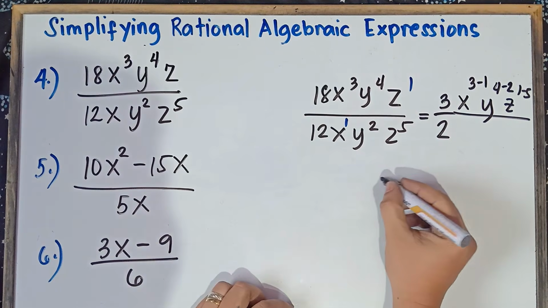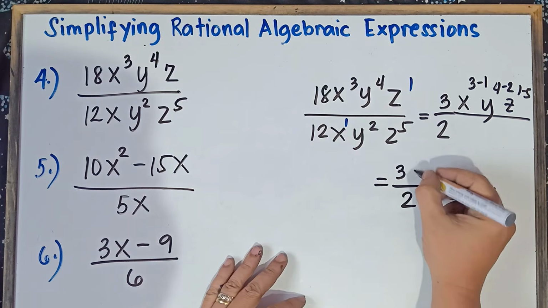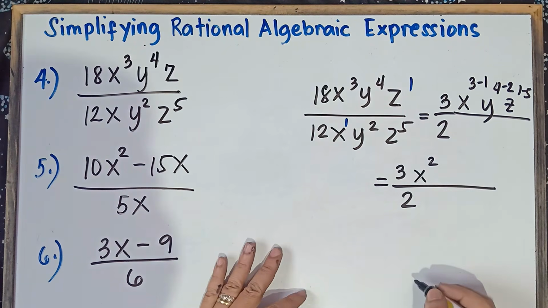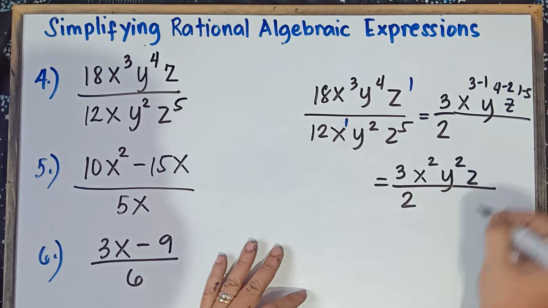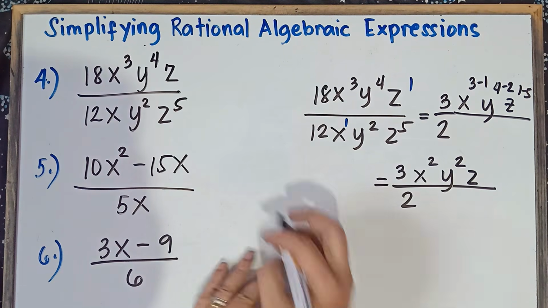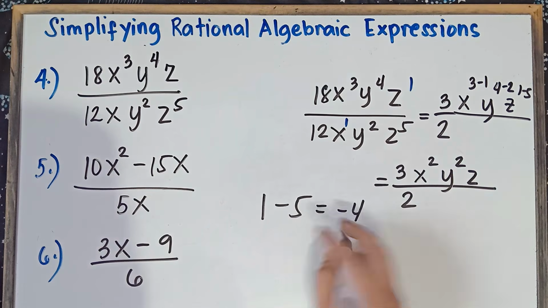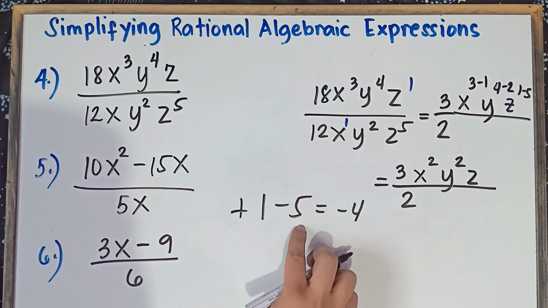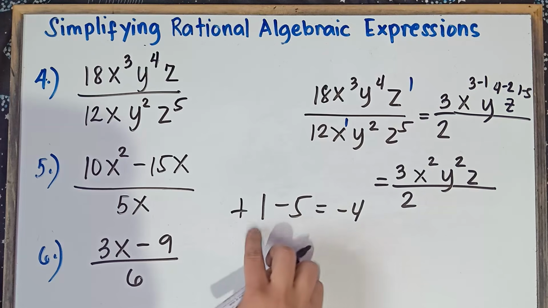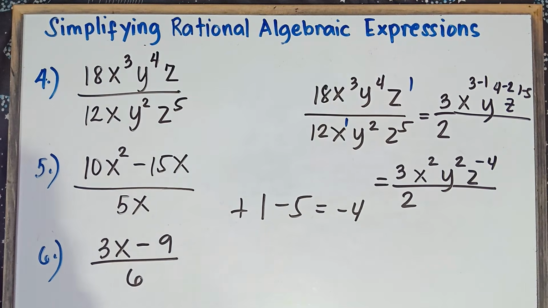Alright, so this will be equal to 3 over 2. And then x, copy x, 3 minus 1, that would be 2. Copy y, 4 minus 2, that would be 2. Copy z, 1 minus 5, that would be equal to, once again, class, 1 minus 5. What's the answer, class? Is it positive 4? Nope, it should be negative 4. 5 is greater than 1. Once again, class, unlike signs, positive 1, negative 5, subtract, 5 minus 1 is 4. 5 is greater than 1, we copy the sign of 5. That would be negative 4. This is negative 4, alright?